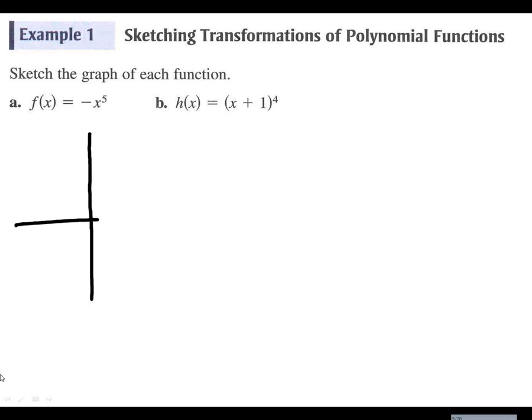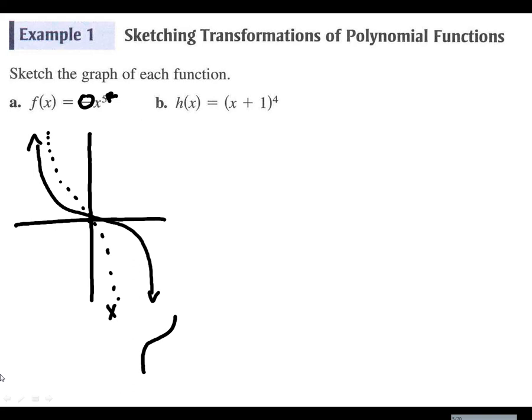So what we need to ask ourselves, is this even or odd? This is to the fifth, so this is odd, so we know we're going to cross through 0. Now normally odds go like this, but since it's a negative, we're going to flip over, and we're going to be a little bit shallower than we would normally be if we were doing x cubed. If that's x cubed, x fifth would be a little bit flattened out.